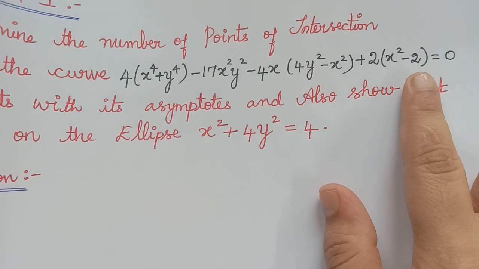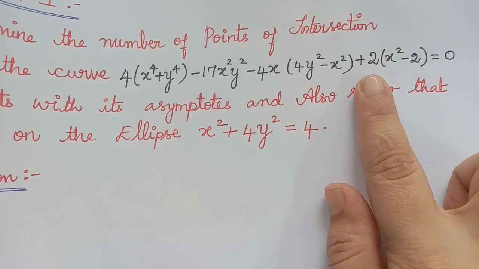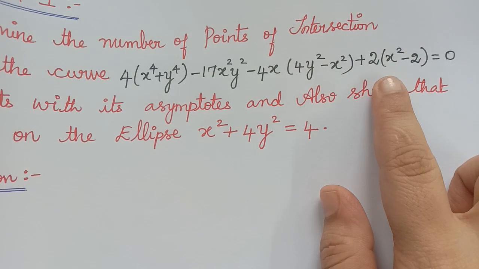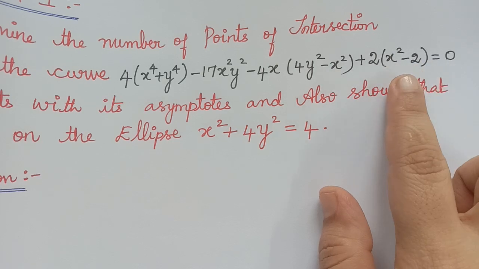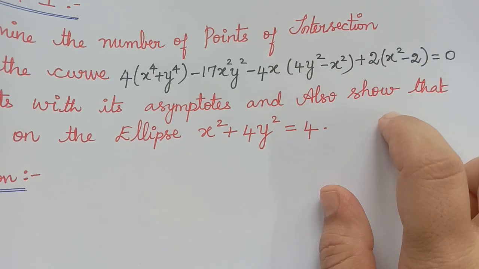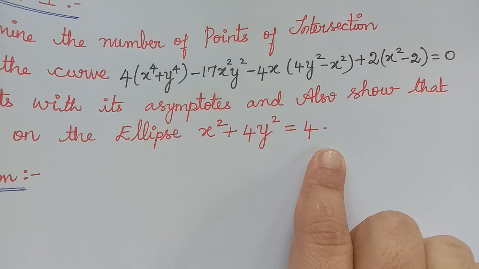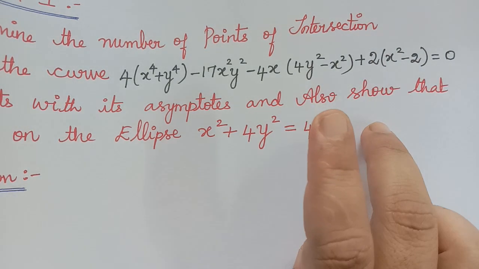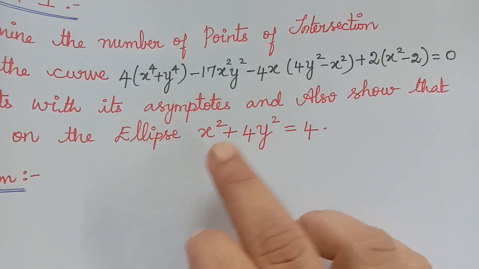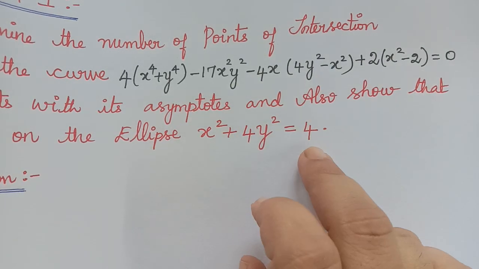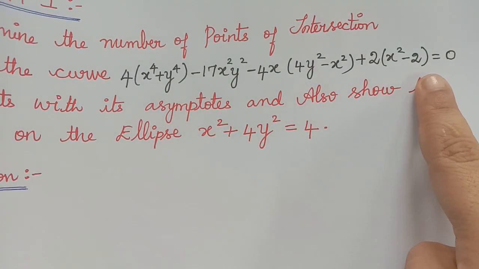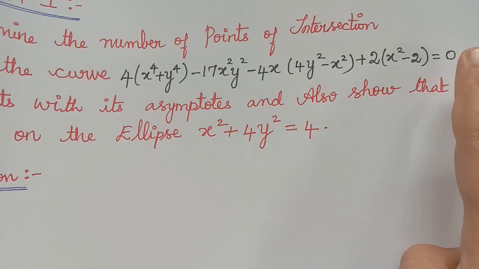And after finding all the asymptotes, we have to find the number of points of intersection of this curve with its asymptote. I will tell you the formula to find the number of points of intersection. And after doing so, we have to show that those points lie on this ellipse. So, finding the number of points of intersection of the curve with its asymptotes and showing that these points lie on the ellipse, it will be part 2. So, under part 1, we will be finding all the possible asymptotes of the given curve. So, let us do that now.